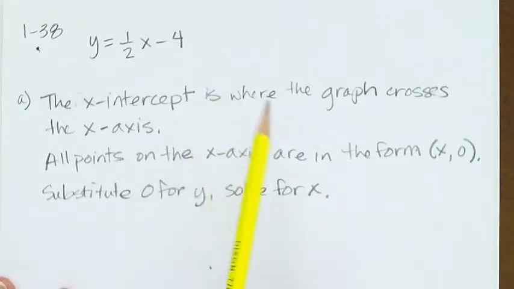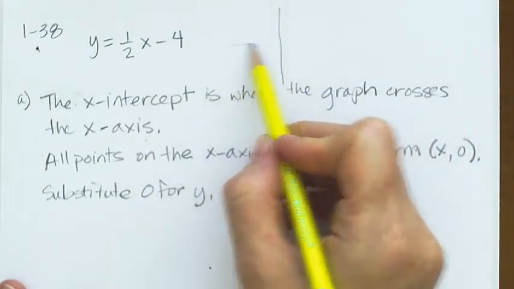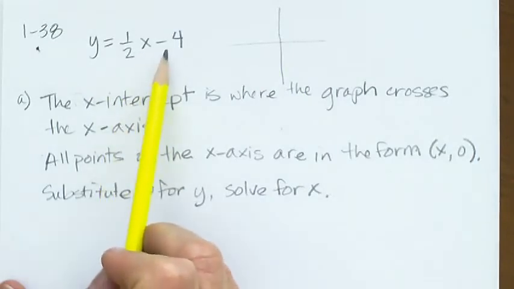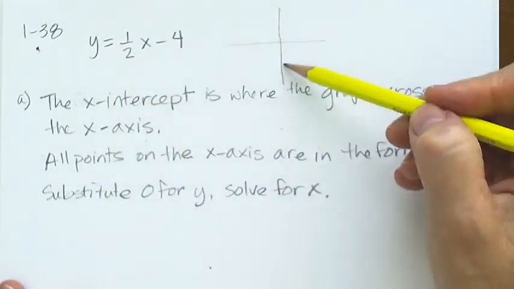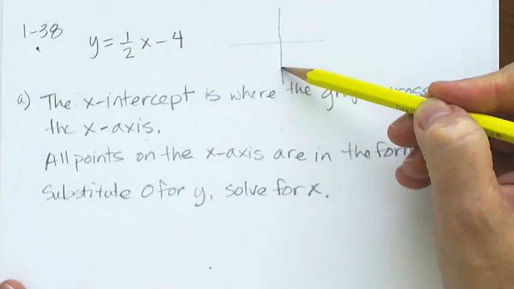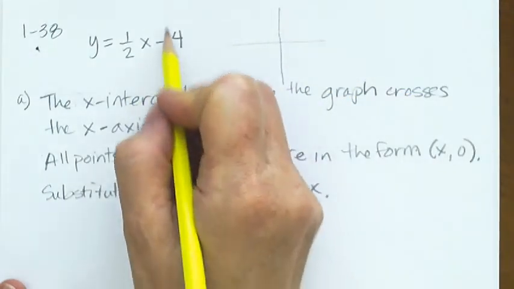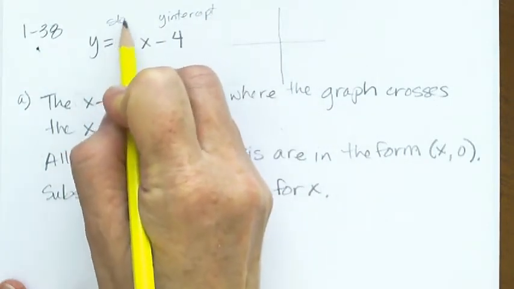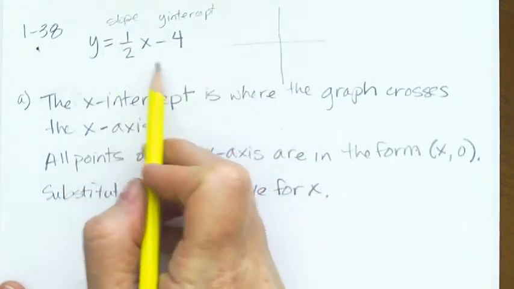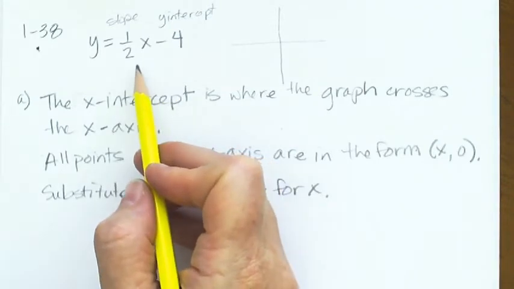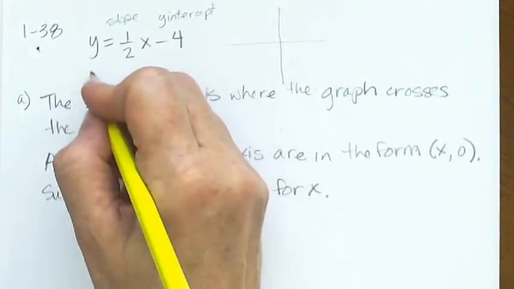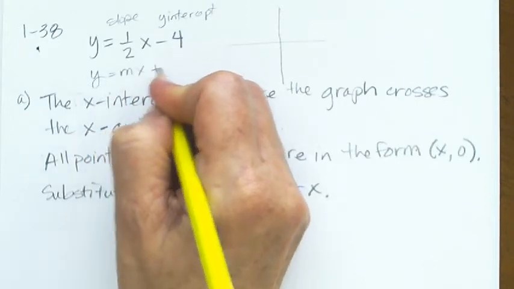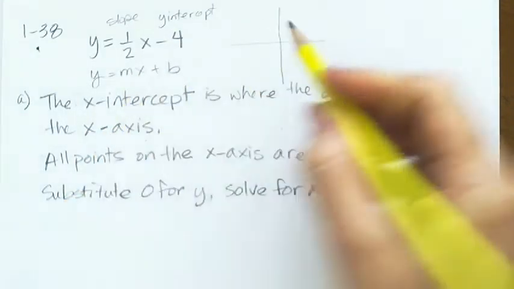The x-intercept is where the graph crosses the x-axis. So if I were to think about this, you should be able to recognize that this is your y-intercept. So it's crossing the y-axis at a negative value. And then this is your slope. This is in slope-intercept form. So you should recognize your y-intercept and your slope pretty much right away. Y equals mx plus b form has your y-intercept and your slope.